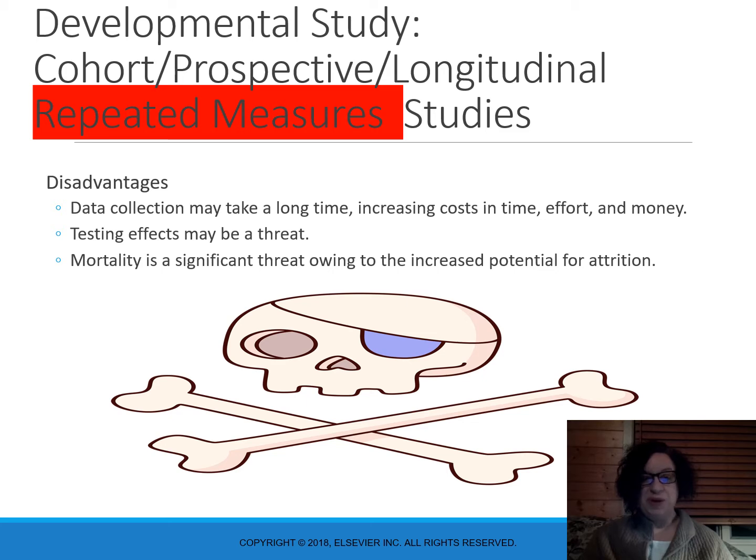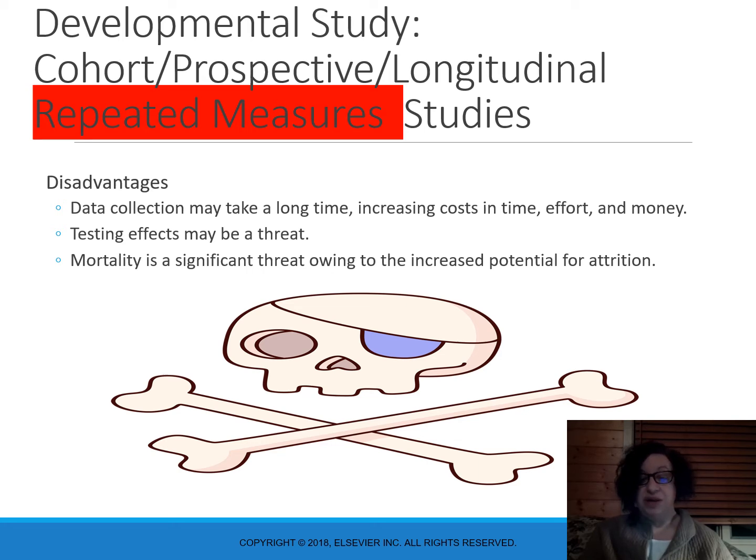Well, I pulled out my red marker here and I highlighted repeated measures in red, and I've included a spooky skull and crossbones. That's because this type of study does have disadvantages, and I think they're not really going to be a surprise to you. Obviously, data collection can take a long time, and the longer you take collecting data and the more data you have, that's going to cost you more money and it's going to be more effort. And if you don't have a big pot of money to go into, that can put you in a bad place study-wise.